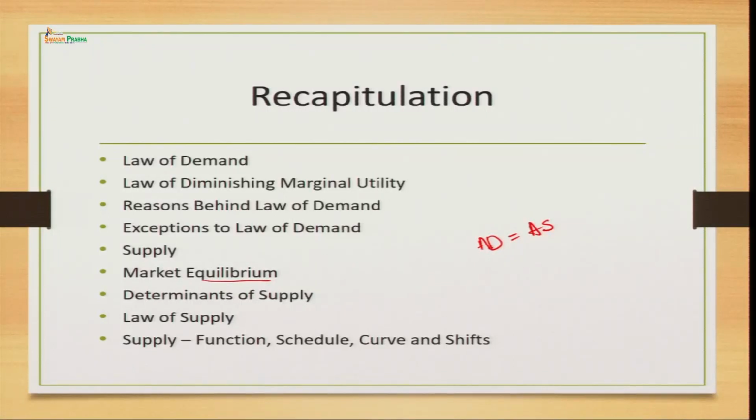And in the last heading, we have talked about the supply function, which represents the mathematical relationship between the supply and its determinants. We have talked about the supply schedule, which shows the tabular representation of different quantities supplied at different prices. The supply curve is a graphical representation of the supply schedule, where we have seen there is a direct relationship between the supply and the price, and the supply curve will always be upward sloping.